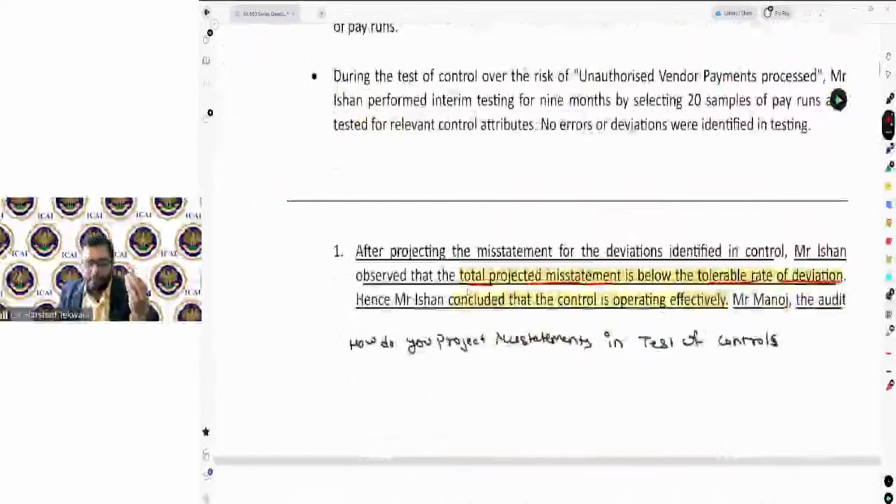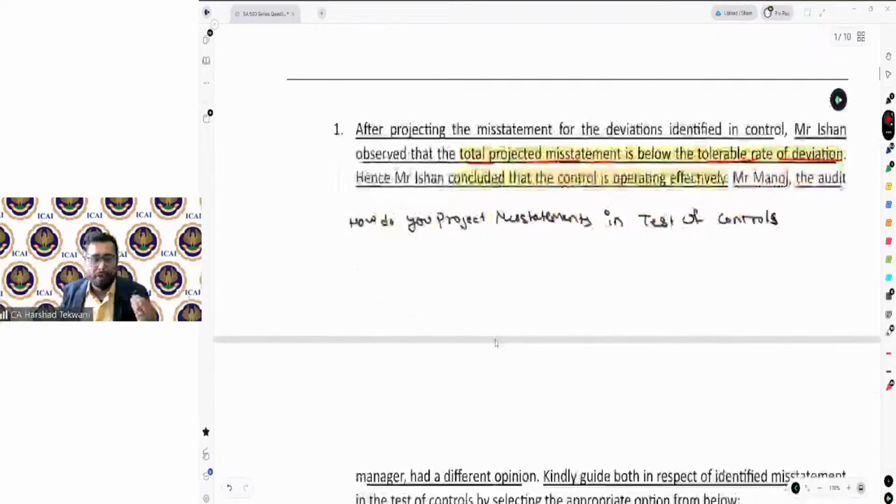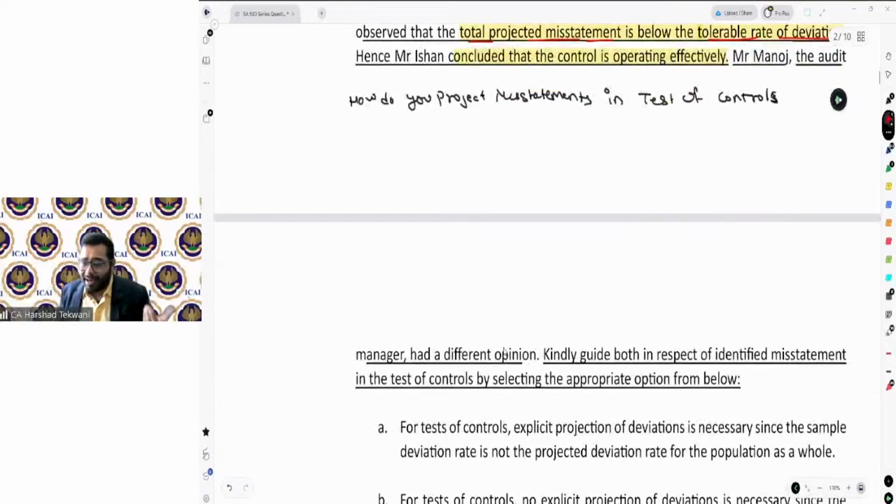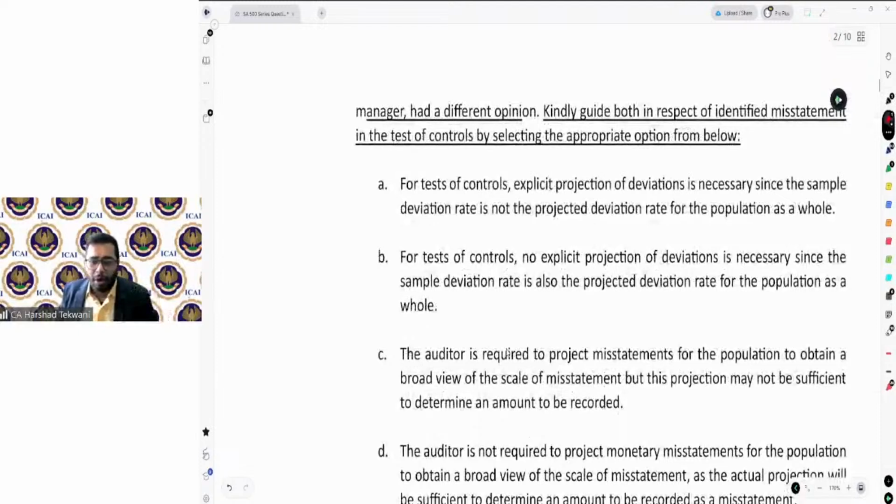In that case, if I identified a single sample that is not meeting the attributes that I'm testing for a control, that is a problem for me. That is a control that is not operating effectively, and I have a problem on that. That's why Mr. Manoj, the audit manager, has a different opinion. He's correct. Let's see the options over here.